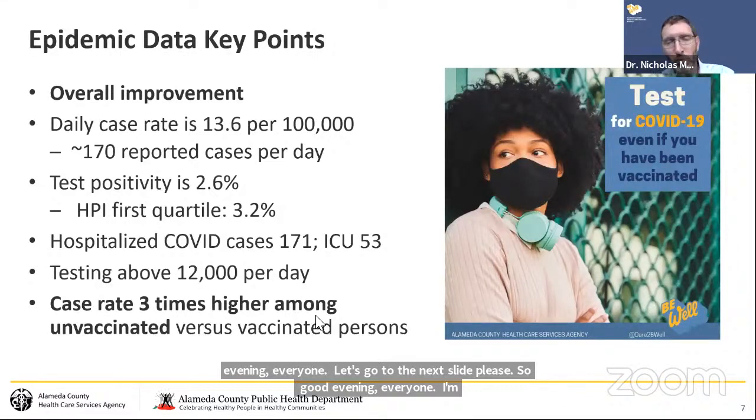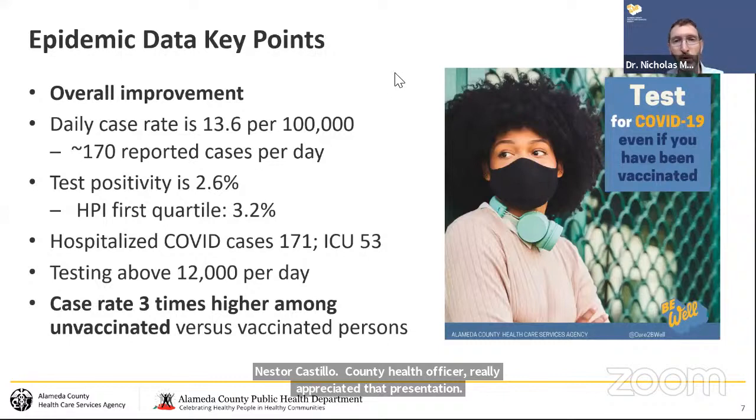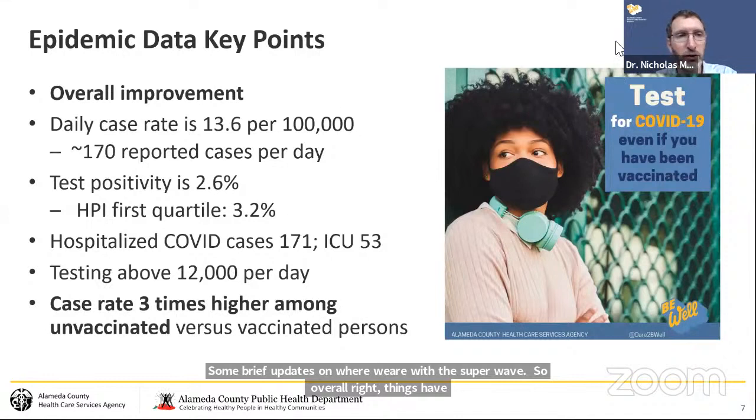Some brief updates on where we are with the summer wave. So overall, things have improved. Daily case rates are down about half what it was at our peak, 13.6 per 100,000 county residents per day. Test positivity has dropped, even as testing has remained at very high levels. Our hospitalizations have improved. We had as many as 240 people in the hospital at our worst point, down to 171, and 53 in the intensive care unit.